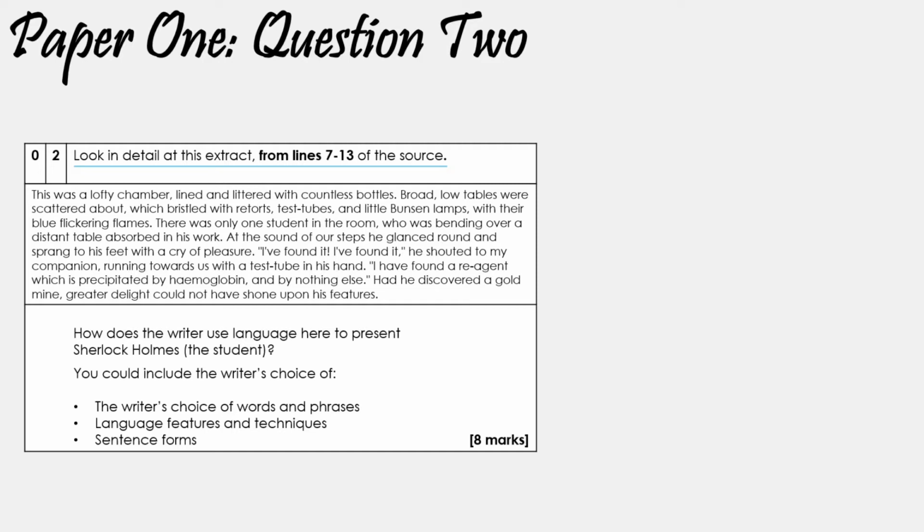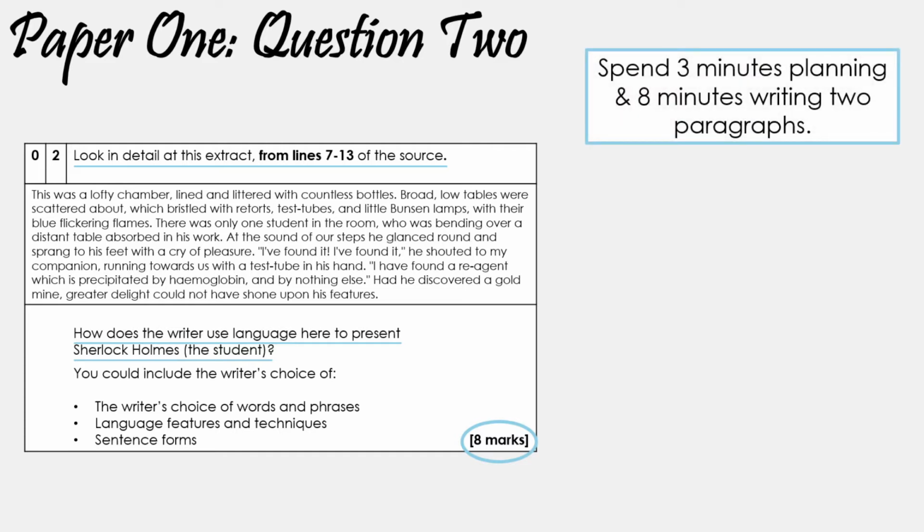So in this example, we'll be looking at how the writer has used certain language devices to present the student in this extract. Now it's worth 8 marks, which is 10% of the whole exam paper. I'd recommend that you spend 3 minutes preparing and planning this answer, and then 8 minutes writing the response, and you should aim to be writing 2 paragraphs in this time.